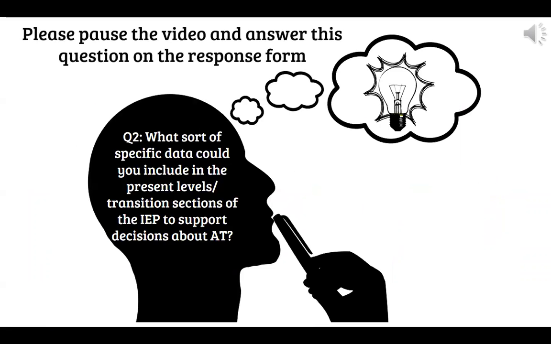Take a second and think about and brainstorm the type of specific data you could include in the present levels and transition sections of the IEP to help the team make the decision of whether a student requires or does not require AT. Pause the video and complete question 2 of the Google form.